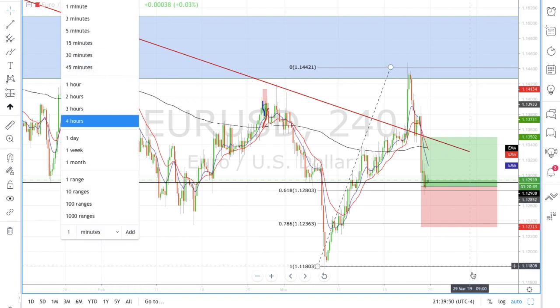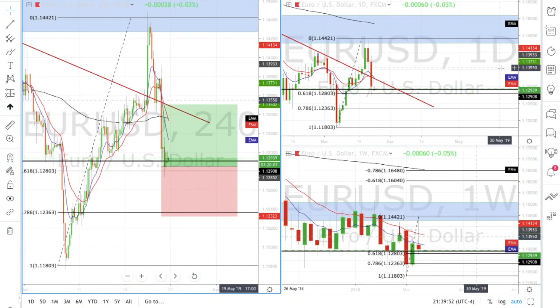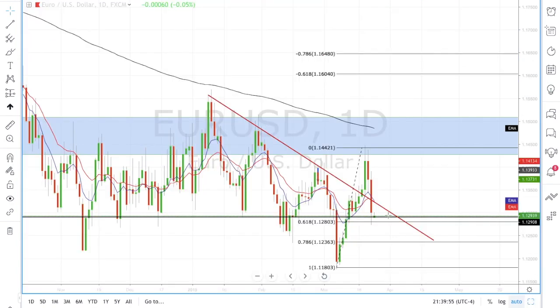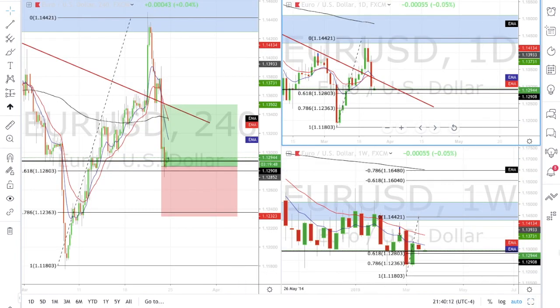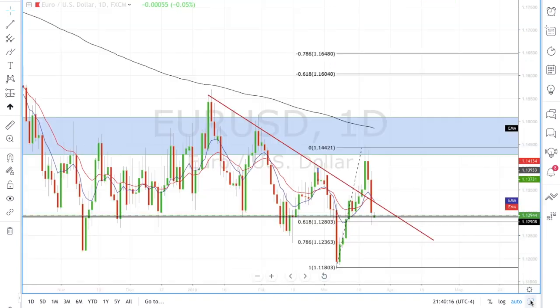So if I hop onto the daily, it's been respected many times. You see that once it broke through it, it bounced on it, and then went through it again on the daily. So I do see a retest of that happening before a climb higher or lower. You have to adapt with the market at all times.